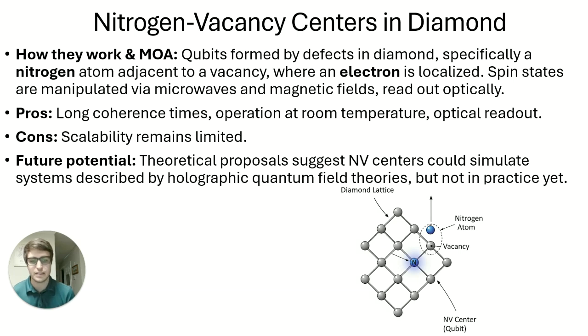So it actually uses nitrogen atoms inside the diamond lattice, which are right next to a vacancy, which is made by a defect in the diamond. And that defect in the diamond leaves room for an electron to be localized. So the oscillation of that electron can be used to do computations along with the nucleus of the nitrogen atom. So they can both kind of be used for quantum computation.